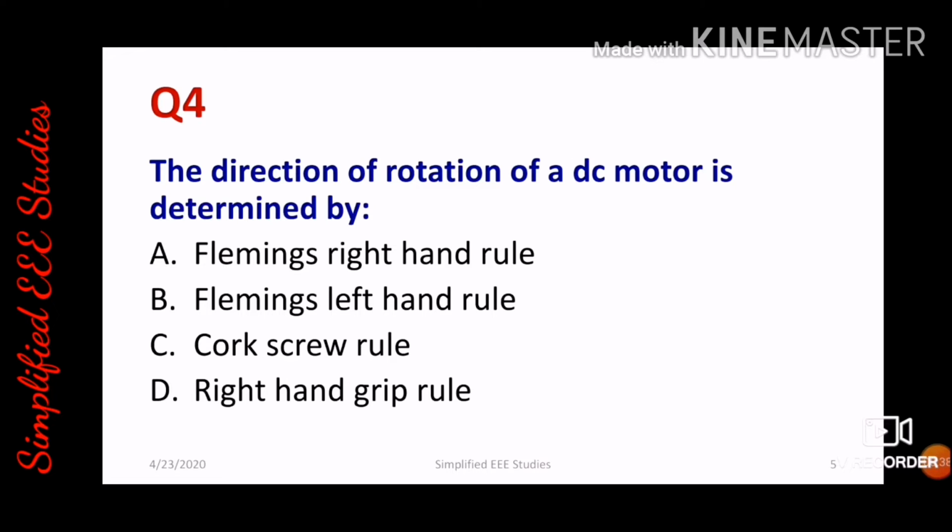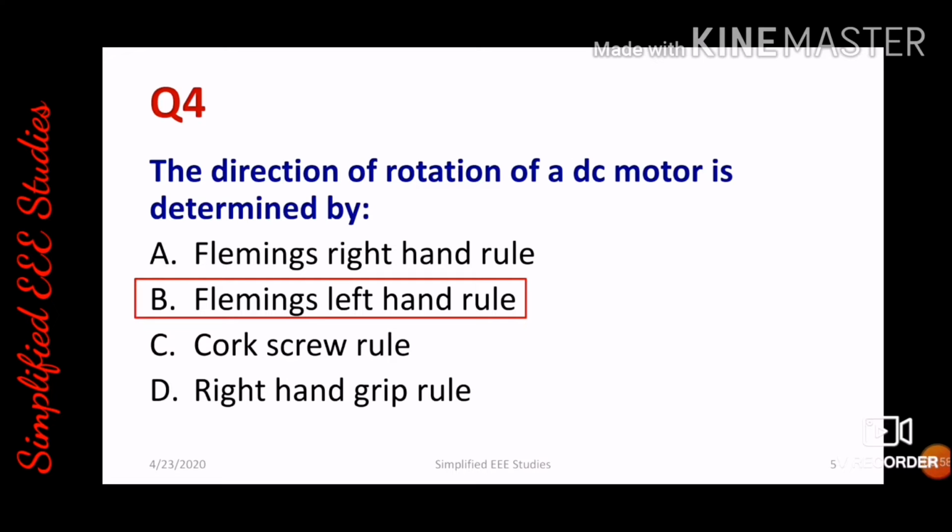Let us examine what is meant by Fleming's right hand rule and its importance, and what is meant by Fleming's left hand rule. It may be confusing, so let us clarify first. I will be moving on to Fleming's right hand rule, but before that, the answer is Fleming's left hand rule. That is, the direction of rotation of a DC motor is determined by Fleming's left hand rule.